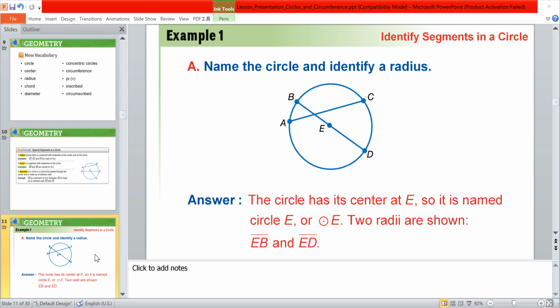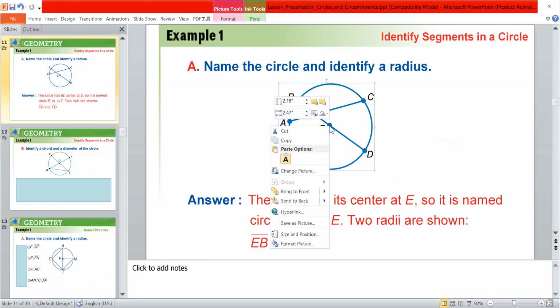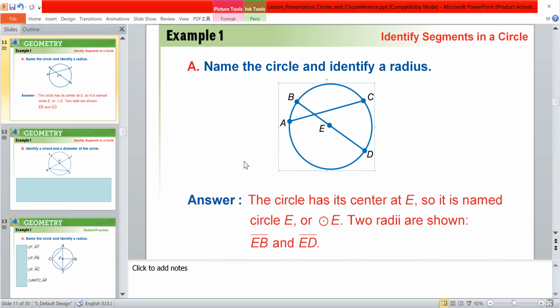To name the circle, we name the circle by its center. The center here is E. So the circle is called circle E. So we name the circle by its center. The center of the circle is E. So we denote or name the circle by circle E.